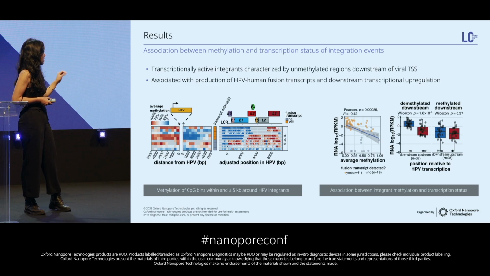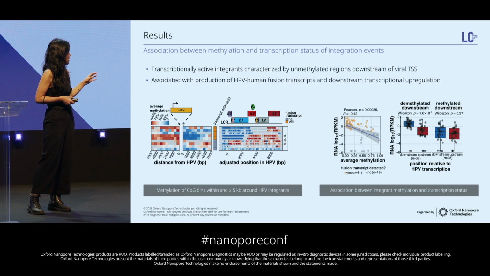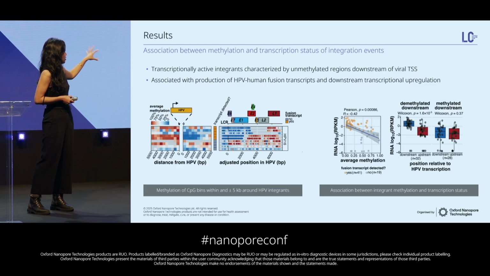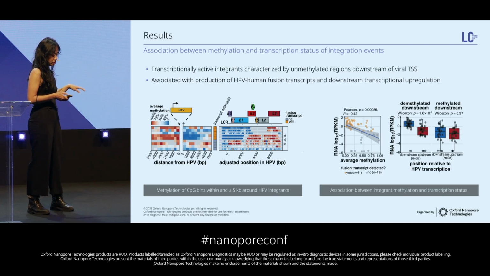And we found that transcriptionally active integration events were interestingly characterized by demethylated regions downstream of the viral transcription start site, so downstream of the LCR, into the breakpoint between the virus and the human genomes, and the demethylation persisted on the human genome, leading to the production of HPV-human fusion transcripts, whereas transcriptionally inactive events showed inconsistent methylation patterns.